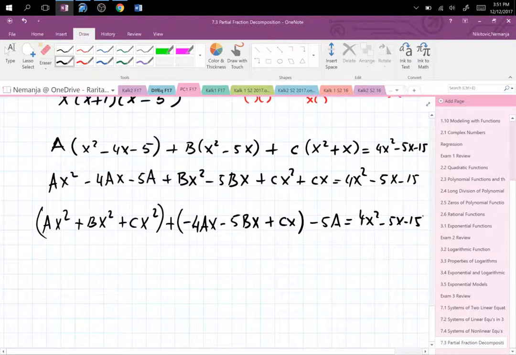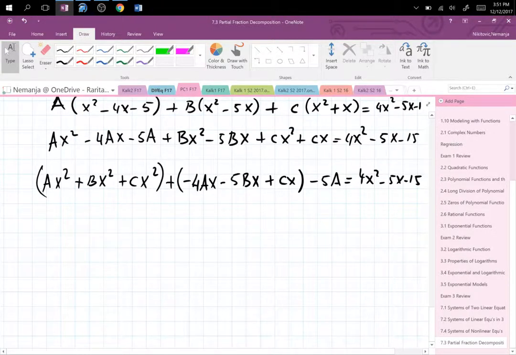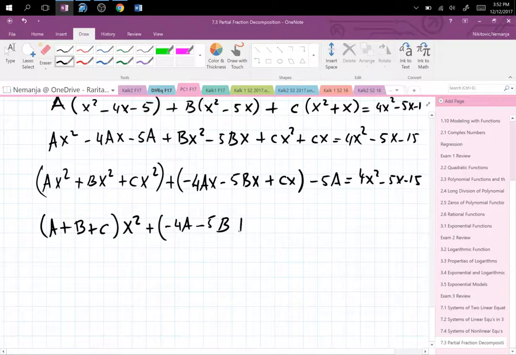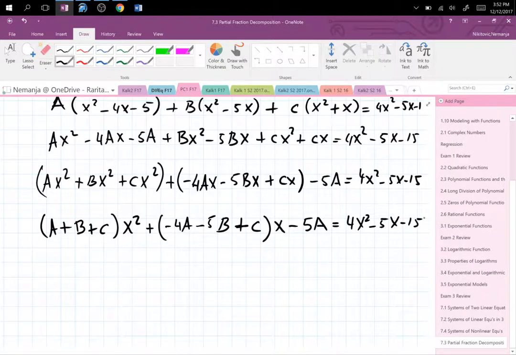At this point in time, we factor out x squared on the first three. So a plus b plus c times x squared plus, factor out x, minus 4a minus 5b plus c times x, and then minus 5a is equal to 4x squared minus 5x minus 15. So standard procedure, except it's messier, has more terms.